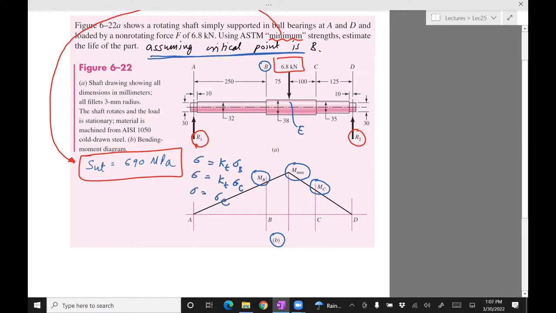Okay, for a second, just assume that there's no static loading, there's just static loading.